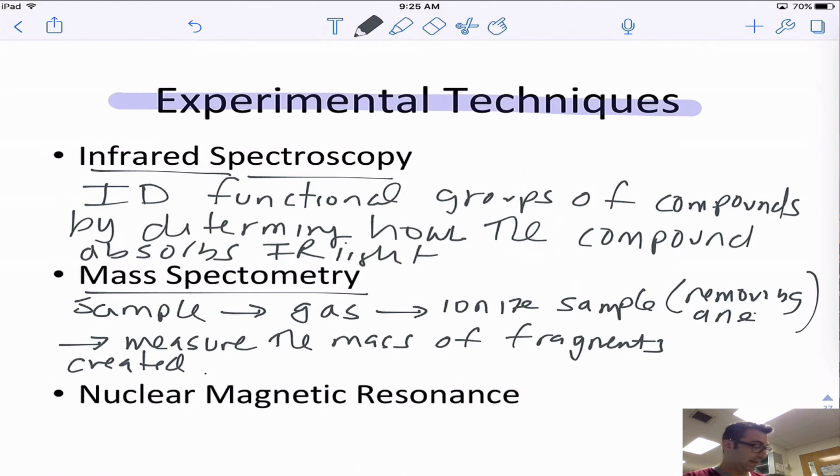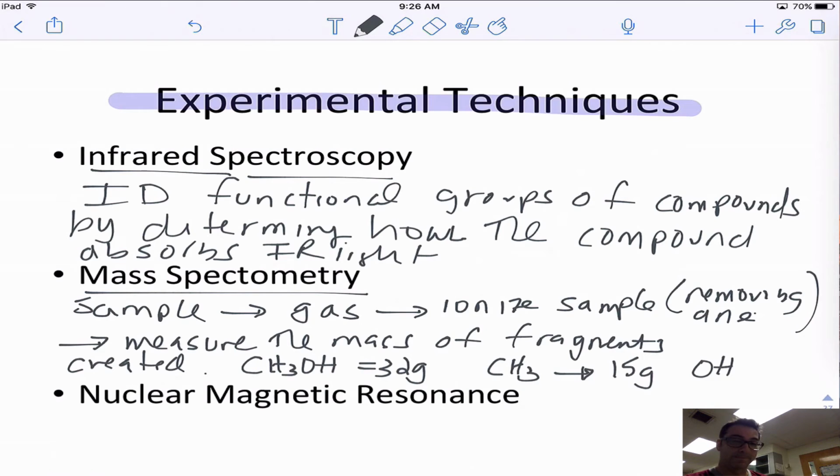Let's say that you have something like methanol. Methanol's total mass would be 15, 16, and 16 would be 32. And so when you pass this through a mass spec machine, on the detector, you will receive a fragment that is about 32 grams. But also, the compound can be split into fragments like CH3. And this CH3 will have a mass of only 15 grams. And you could also create the OH fragment, and that fragment will have a mass of 17 grams.